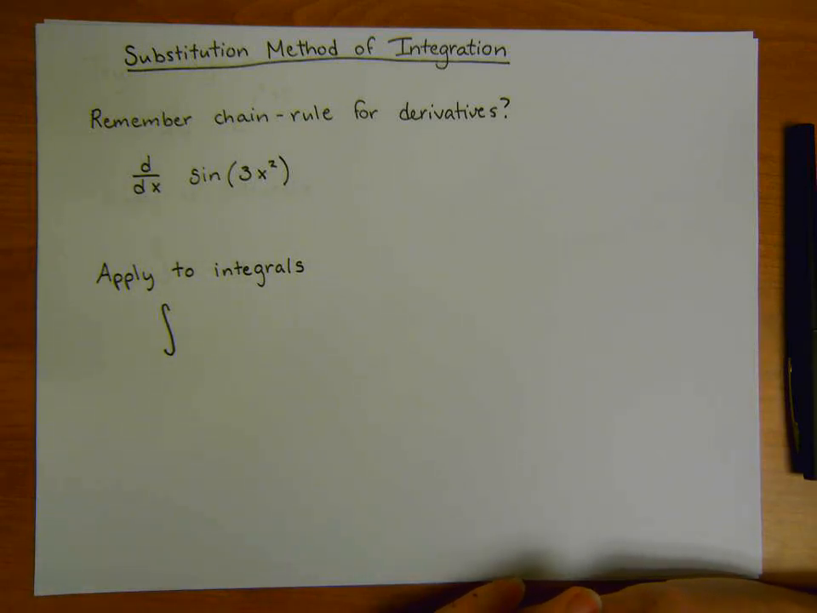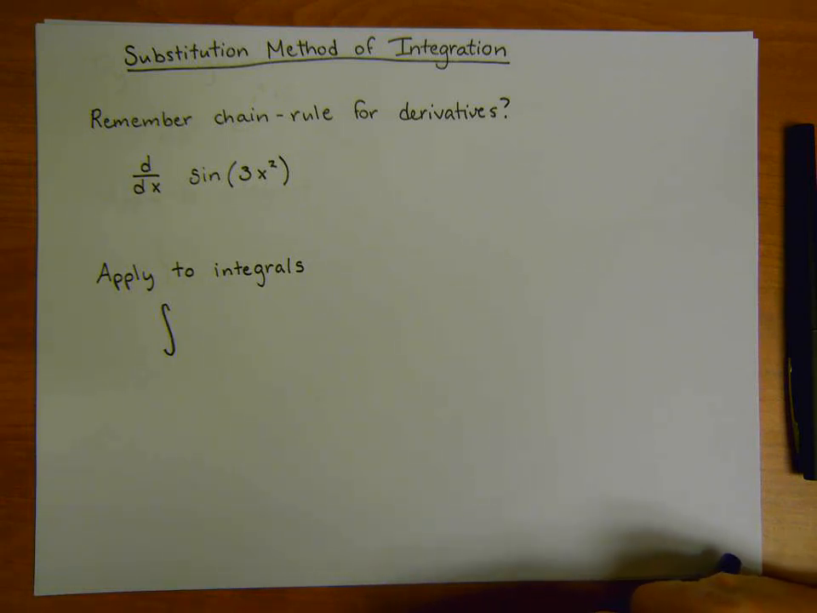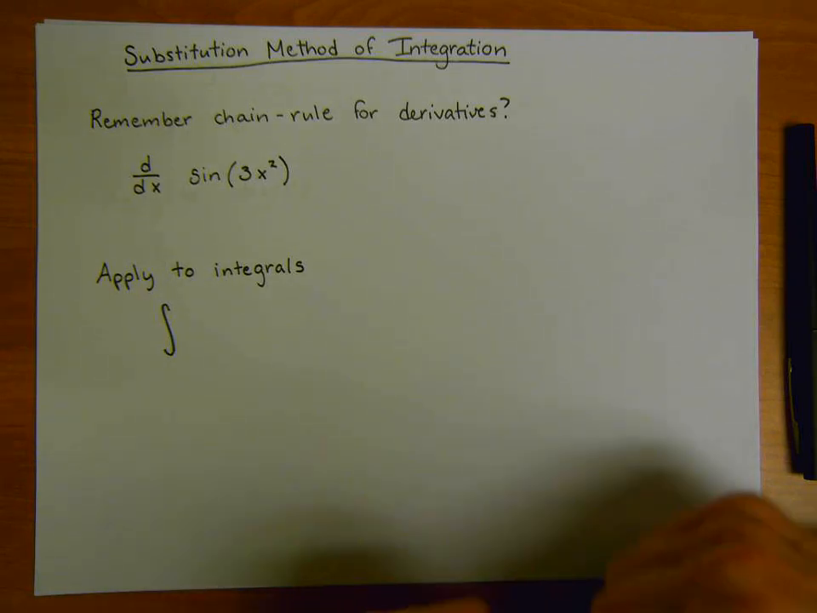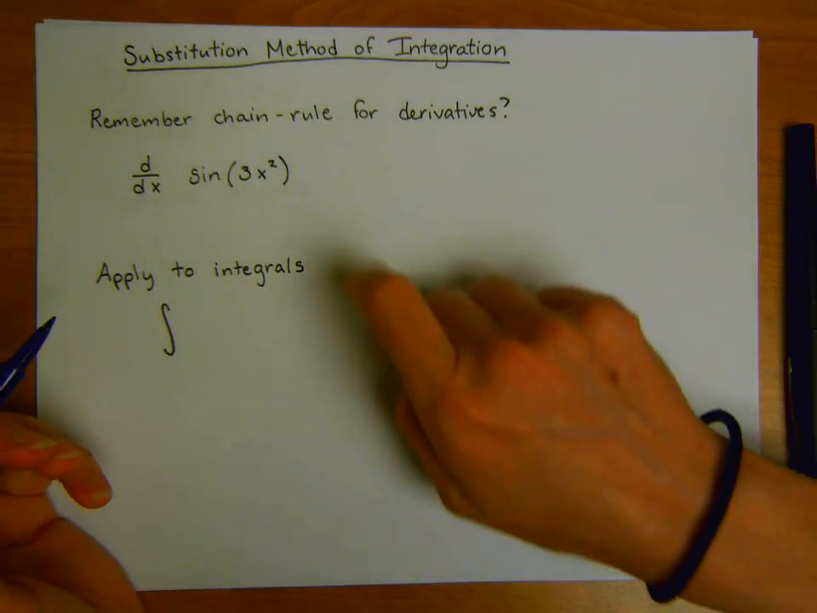In this video, we're going to talk about the substitution method of integration, and this really is one of the coolest things that we get to yet. It's the nitty-gritty of figuring out how to take integrals, and this is a technique that we'll use a lot. Really, it's the analog of chain rule for derivatives. So let's recall, how does chain rule work?